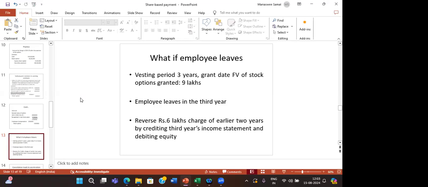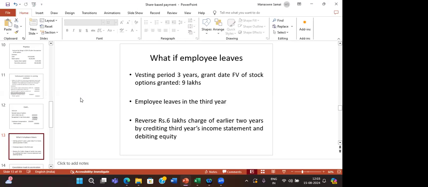Now in the third year, this employee is leaving, which means obviously this employee will never be vested with the exercise power. So then accounting or GAAP is saying that you reverse the 6 lakh charge of earlier 2 years, by crediting the third year's income statement. Why is GAAP allowing this now? Please understand that you ultimately wanted to pass on a share to the employee, and obviously that's a value sacrifice. So for 2 years, two-thirds of that value sacrifice eventually you have calculated and hit your P&L and brought down your profit.